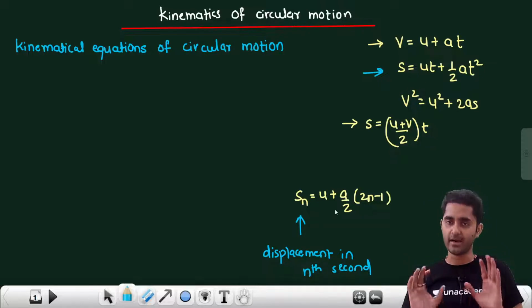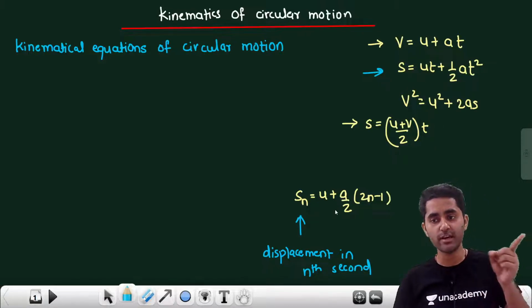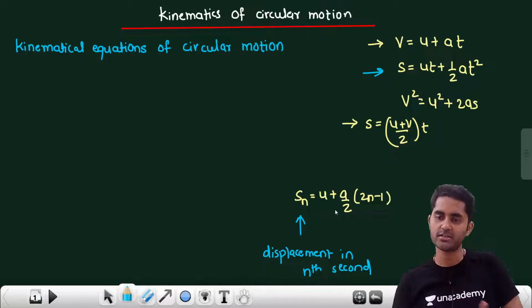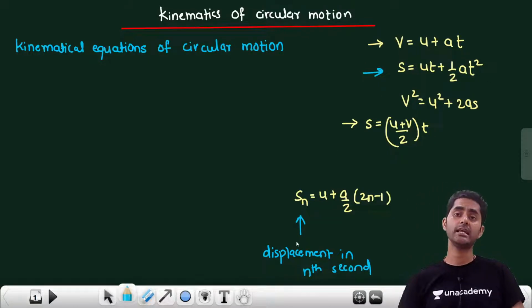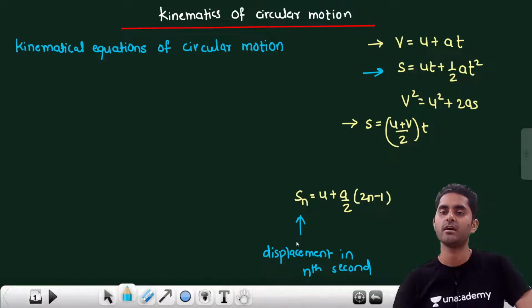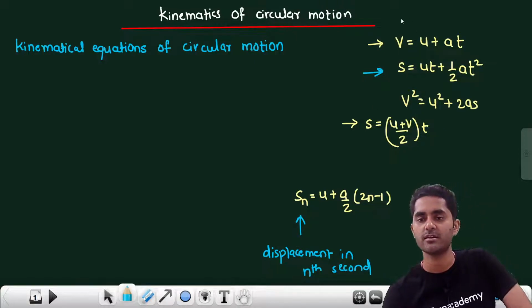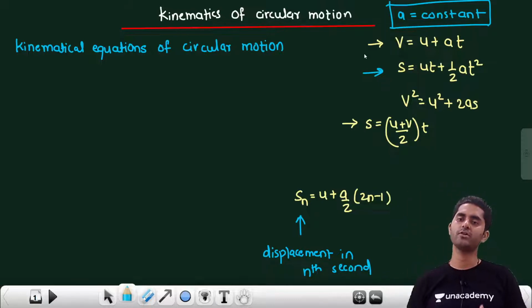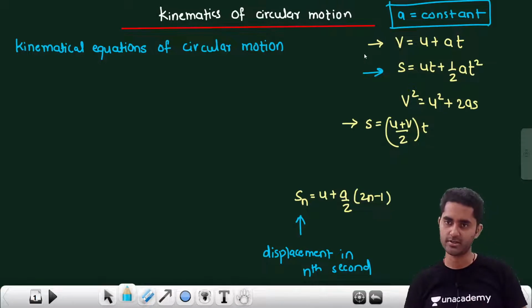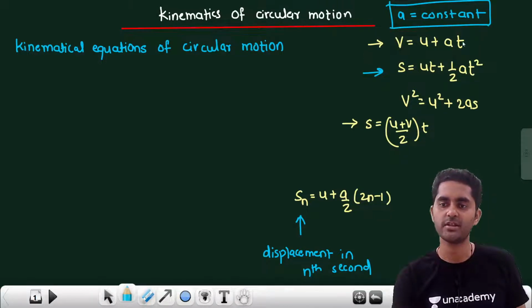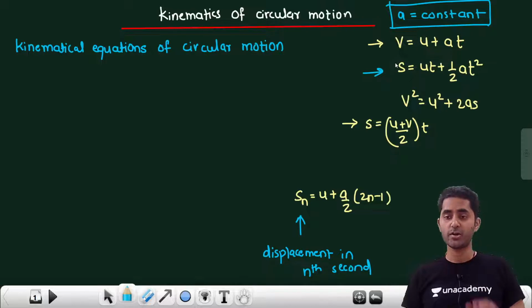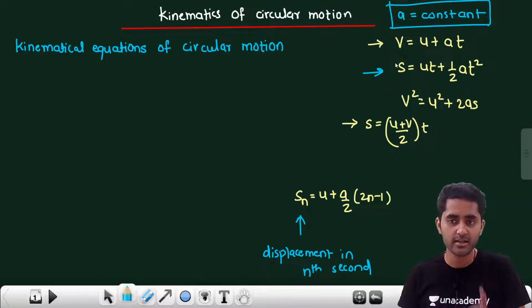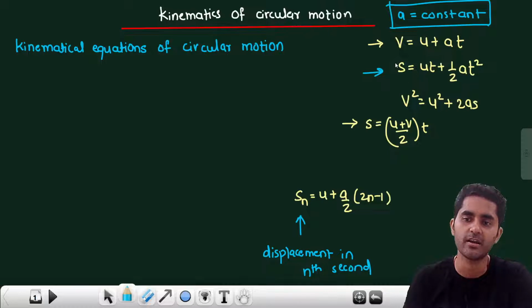So these are the kinematical equations that you have to use in case of linear motion, not circular motion. These are the translational, or you can say linear, kinematical equations. And what is the condition for using these? The condition is that your acceleration should be constant. If acceleration changes, you won't be able to use these kinematical equations, because then you will have different equations. If acceleration is constant, then only you can use these kinematical equations.